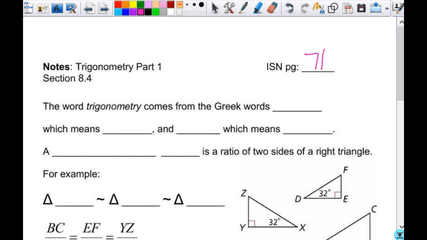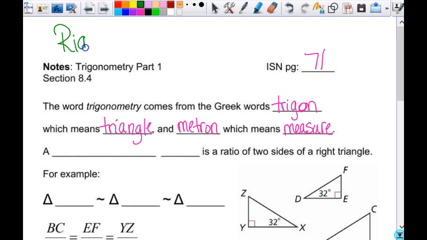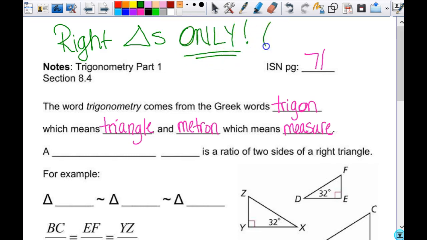All right, so the word trigonometry comes from the Greek words trigon, which means triangle, and metron, sometimes said metria, which means measure. So it literally just means triangle measure. And just like Pythagorean theorem, it has to be right triangles. I want you to write at the very top right here, right triangles only. Right, and then in parentheses, for now.